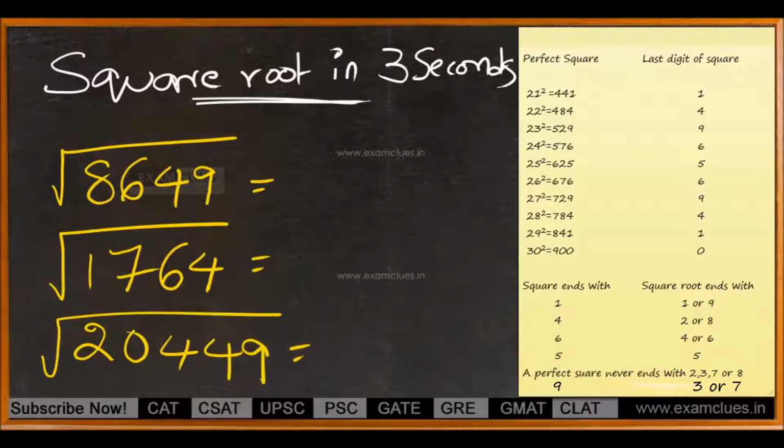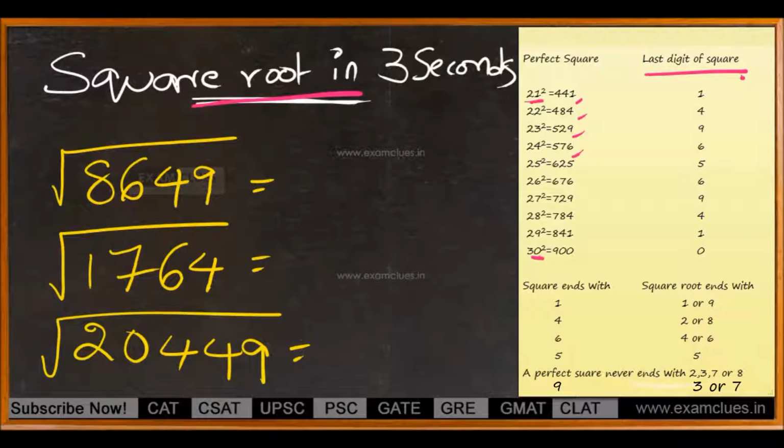In this capsule, we try to explain how to find the square root of a number which is a perfect square in 3 seconds. Before we explain the concept, let's have a look at the table on the right side of the board. Here I have written squares from 21 to 30. What you need to observe is the last digits of these squares. The last digits are 1, 4, 9, 6, 5, 6, 9, 4, 1 and 0. The same is written on the right side of it.